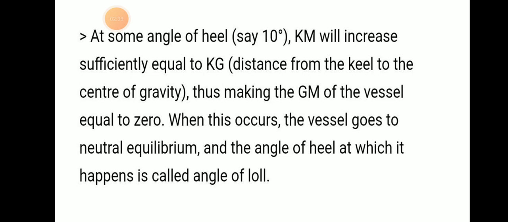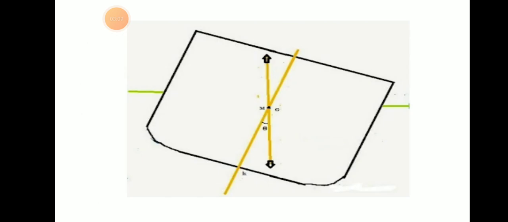What we are discussing is at some angle of heel, for example 10 degrees. When KM and KG become almost equal, the metacentric height of the vessel will be equal to 0. Then we can say the vessel is in neutral equilibrium, and when an angle of heel happens at this position, this is known as angle of loll. This is what happens in the neutral position.